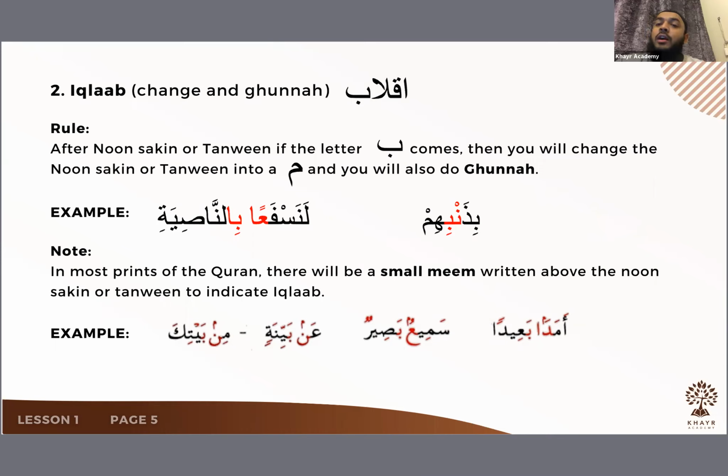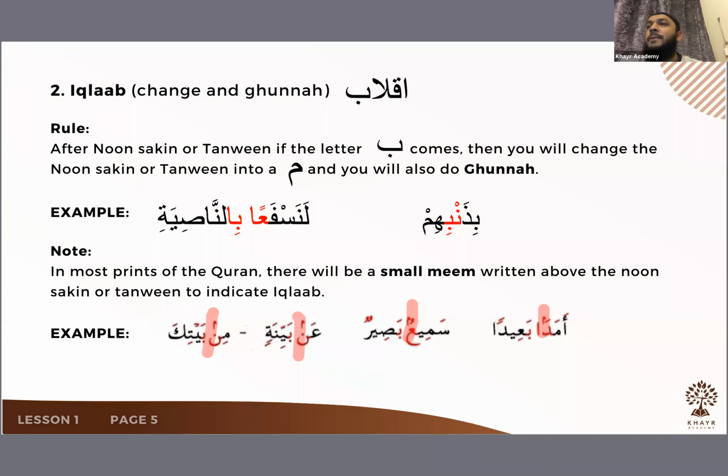But the thing is, in the Quran, all of them, not most of them, all of this iqlab has a small mim like this. Can you see? In these examples? All of them will have a small mim. So this is your answer, that this indicates that there is iqlab there. But it's best to know the rule as well.